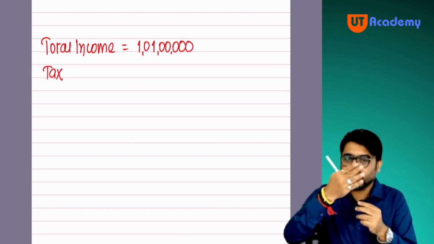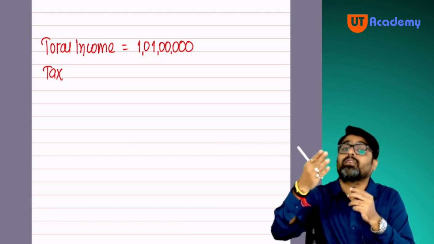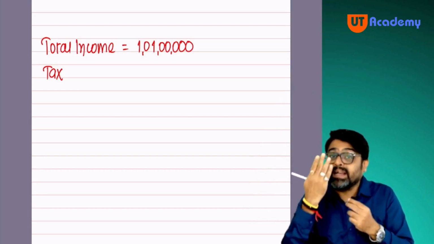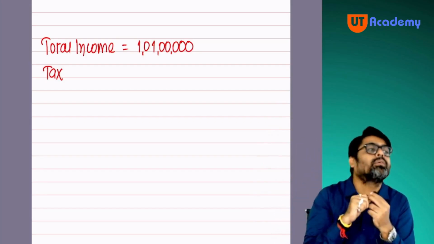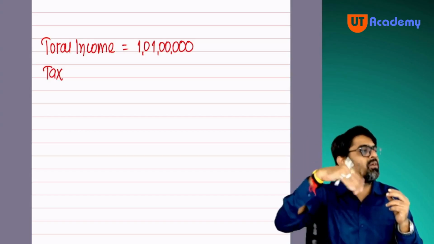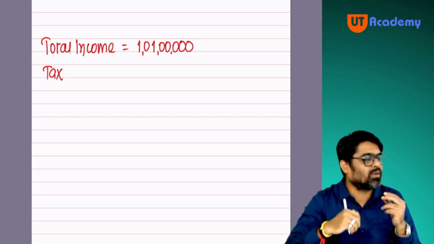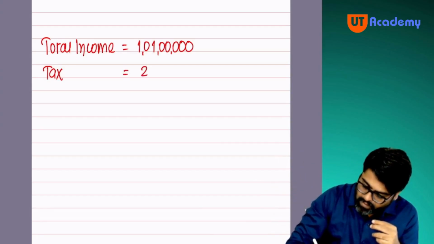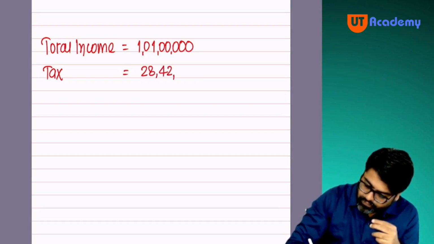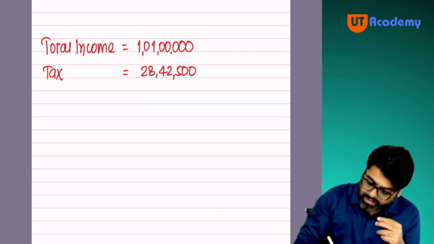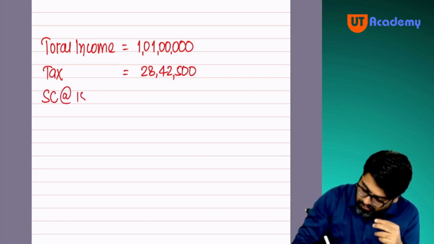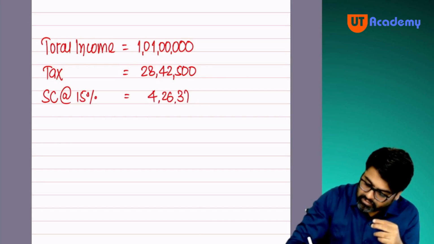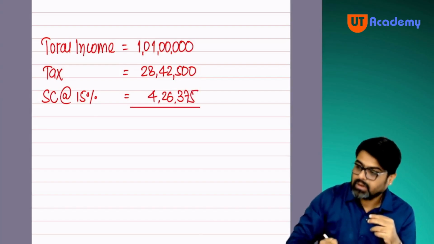Nil plus 12,500 plus 1 lakh plus 30% over and above 10 lakh. How much is the total income? 91 lakhs. On that 91 lakhs, I will calculate 30%, yes or no? So 30% of 91 lakhs will be 27 lakh 30,000. 27 lakh 30,000 plus 1 lakh plus 12,500 will be 28 lakh 42,500. Now, friends, surcharge will be at the rate of 15%, 4 lakhs 26. Everyone got this? Now add both of this.